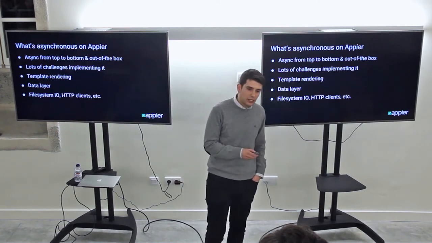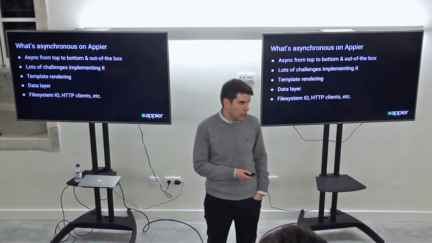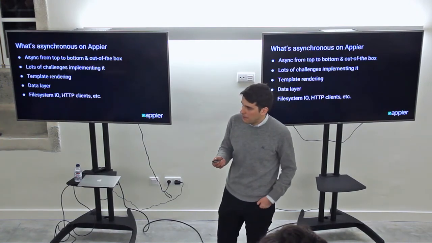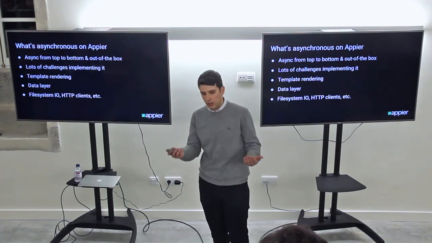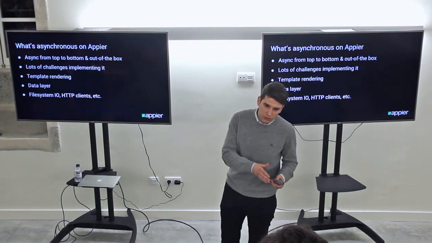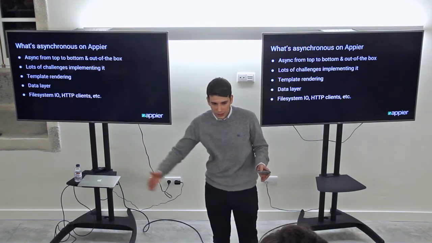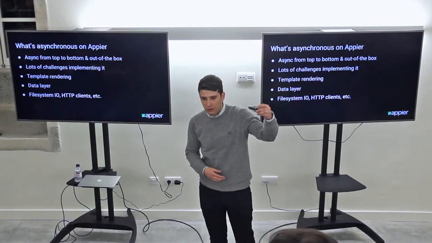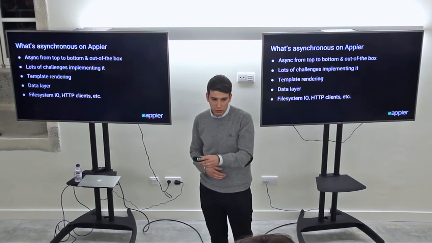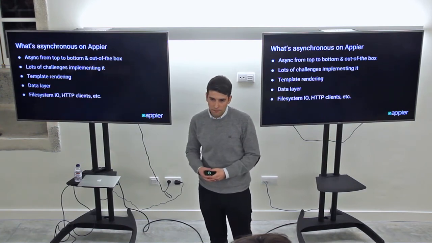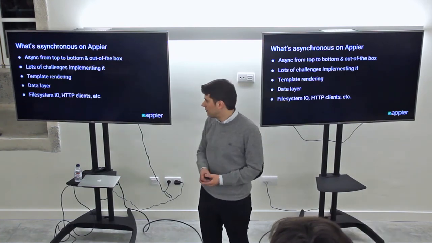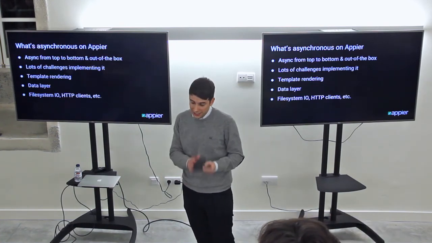So one important aspect of Appier when it comes to asynchronous is that being asynchronous is not like a feature of a framework. It's much more than that. To be able to be asynchronous, you have to be asynchronous all over your application, all the way from the router of the framework to the HTTP client that you're going to use, and the Mongo driver that you're going to use to access the database. The way you access the file system, everything should be asynchronous ready.